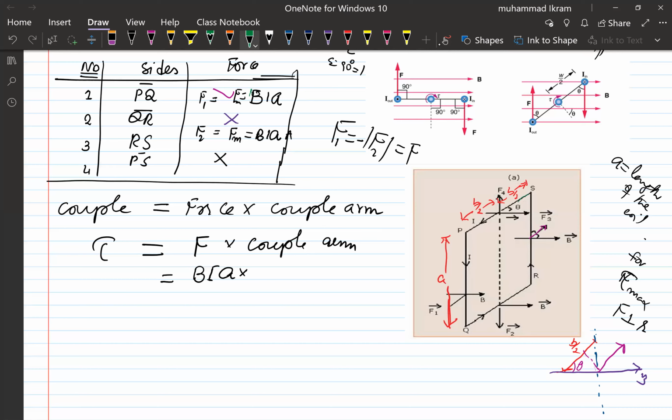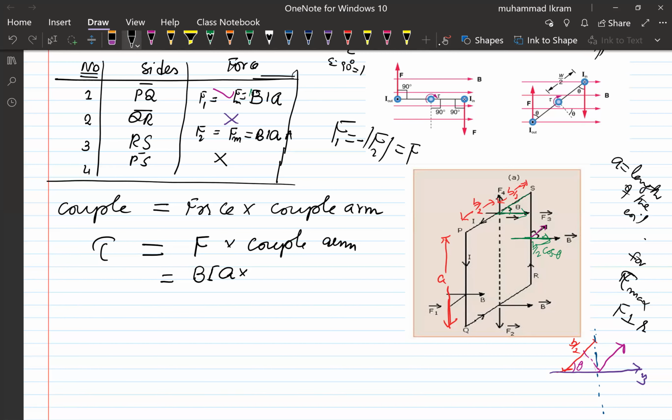So if this is b by 2, then this component, as you see, is perpendicular to the force, this component of the moment arm, if this is the moment arm. So if this is angle theta, then this is definitely b by 2 cos theta, the easiest way, right? That is the component of the moment arm which is perpendicular to the force.